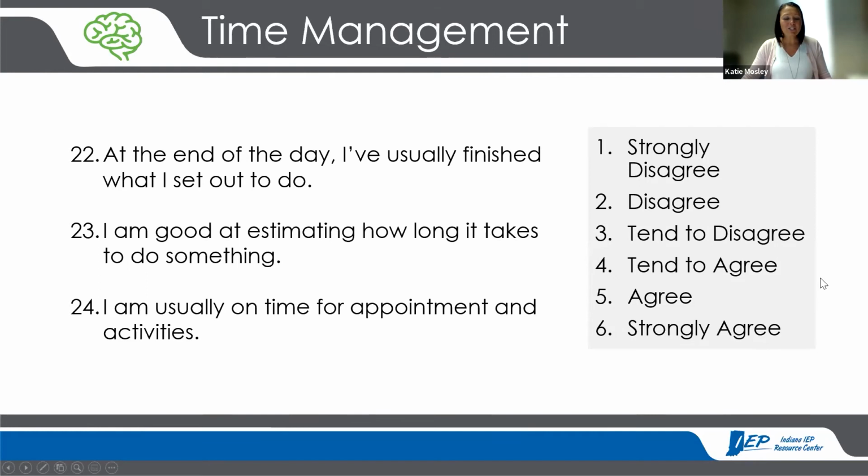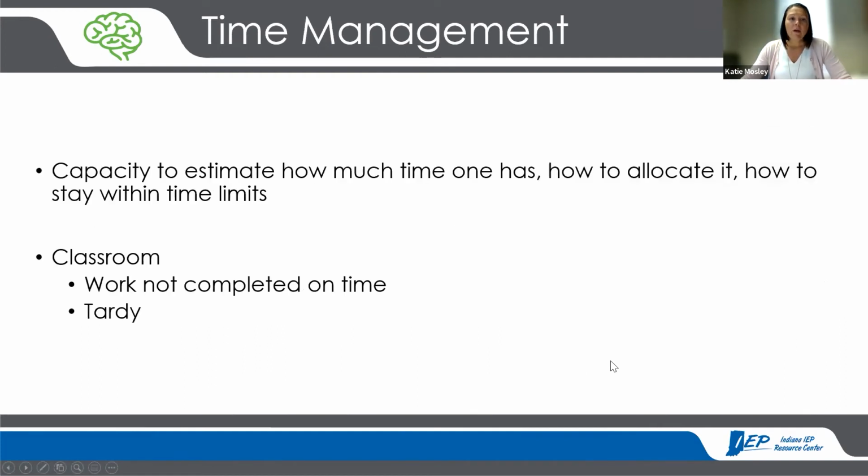So then we get time management. So number 22, at the end of the day, I've usually finished what I set out to do. 23, I'm good at estimating how long it takes to do something. And number 24, I am usually on time for appointments and activities. Okay, so time management is just our ability to estimate how much time we have, how to allocate it, and how to stay within time limits.